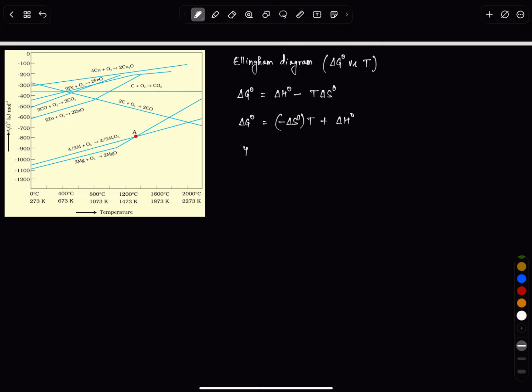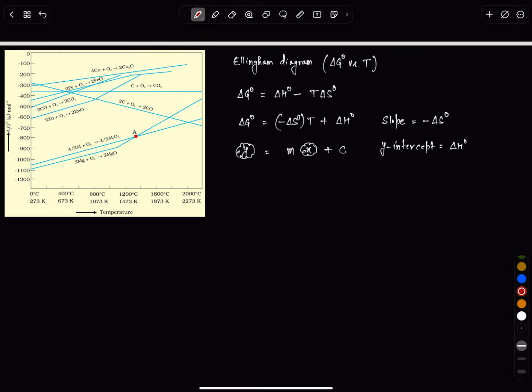Now if we plot delta G naught on y-axis and T on x-axis, here you can see an equation y is equals to mx plus c, which is nothing but the equation for a straight line. So here you can see also the graph is basically a straight line, right? Delta G naught versus T graph is a straight line where the slope is minus delta S naught and the y-intercept is delta H naught.